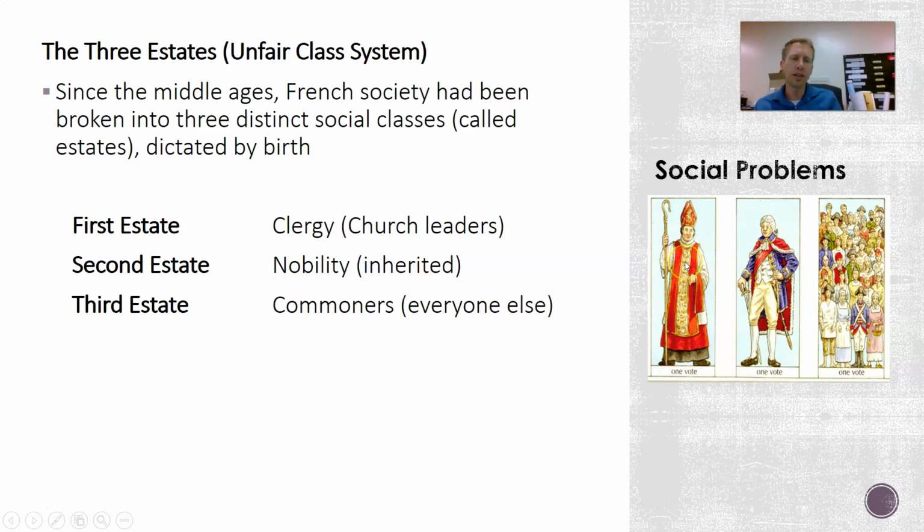You can see these in a picture here. Church officials on the left here, that's the first estate. You have the nobility here in the middle, and then on the right you have the common people, the third estate.